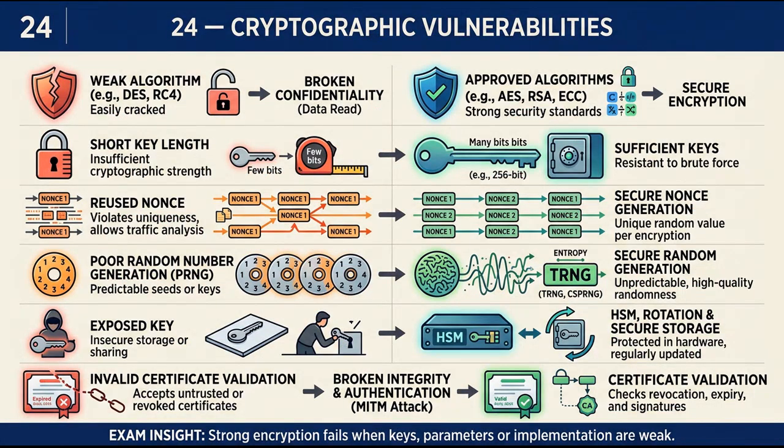Cryptographic vulnerabilities occur when algorithms, keys, parameters, random values, protocols, or implementations fail to provide the expected protection. Examples include obsolete algorithms, short keys, predictable random number generation, nonce reuse, exposed private keys, incorrect certificate validation, weak protocol negotiation, and side channel leakage. Strong algorithm names do not guarantee strong security. Encryption can fail when keys are stored beside the data, reused too long, or generated predictably.